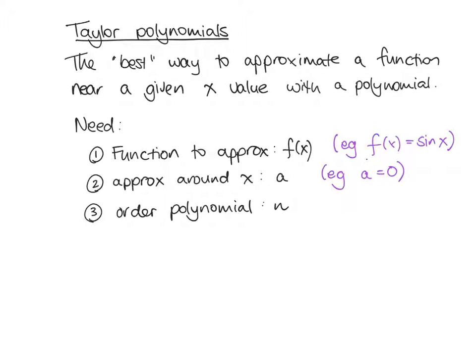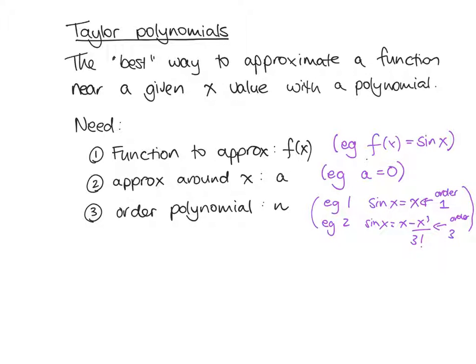So in our first example, we had sine of x equals x. Notice that x has order 1. It's a first order polynomial. And in our second example, where we had sine of x equal to x minus x cubed over 3 factorial, this was an order 3 polynomial because the highest power of x is 3.